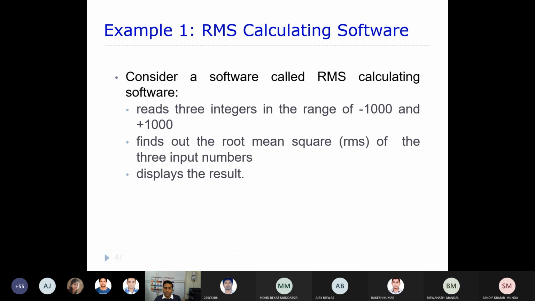You understand? If the three inputs are A, B, C, what we are going to calculate is the square root of A square plus B square plus C square. This is what we are going to calculate. Now for this particular function, how do we divide it into sub-bubbles at different levels of DFDs? That is what we are going to see.